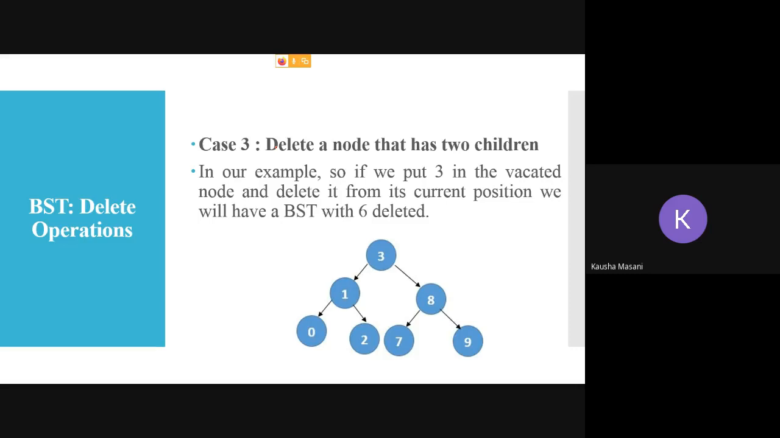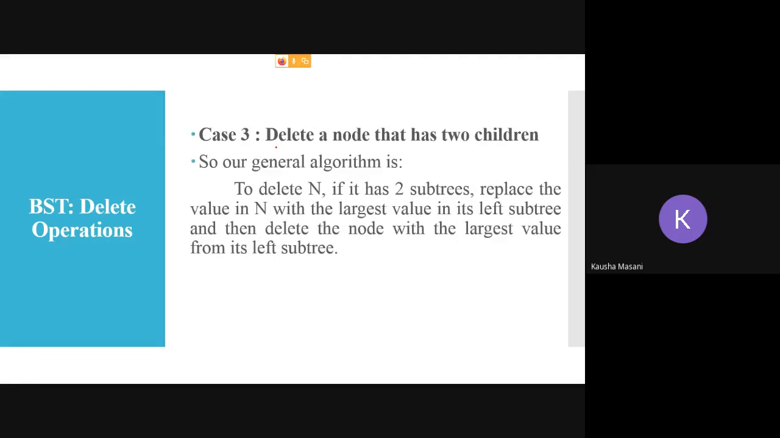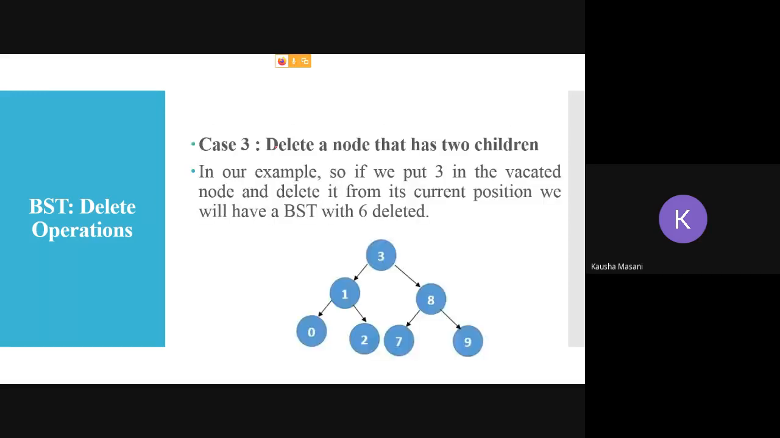Okay. Now there is some more theory to understand in this. Some of you may wonder what the general algorithm is. The general algorithm to delete a node n that has 2 subtrees is to replace the value of n with either the largest value in the left subtree or the smallest value in the right subtree, either of them, and then delete the node with that value from its original place.